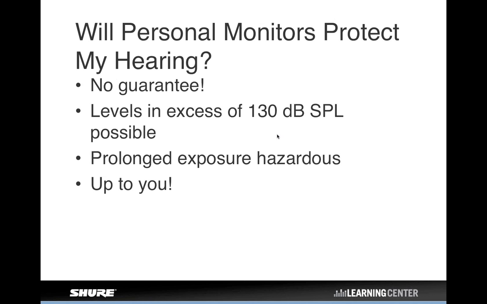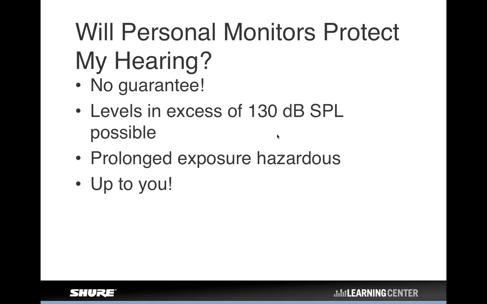Which leads into the next topic. Will personal monitors protect my hearing? The answer is they can, if used properly. That's a big deal because there is a misconception that people think, oh, I want to save my hearing, I'm going to use personal monitors. Well, hang on. These systems can still produce sound levels above 130 dB SPL, depending on the earphone you're using. That's a lot of sound. It's why you want to have that limiter in there.